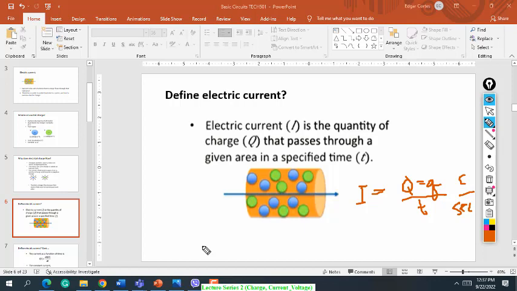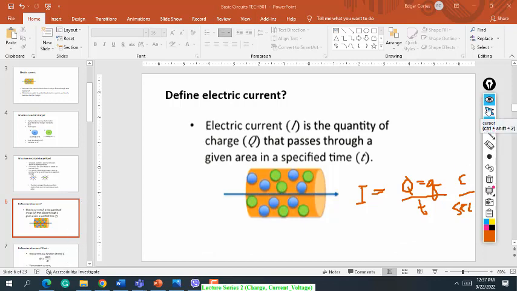So that amount of energy, the electric field, is in the form of charge, what we call charge, with the unit coulomb, over time, the duration, measured in seconds. That is what we call current.